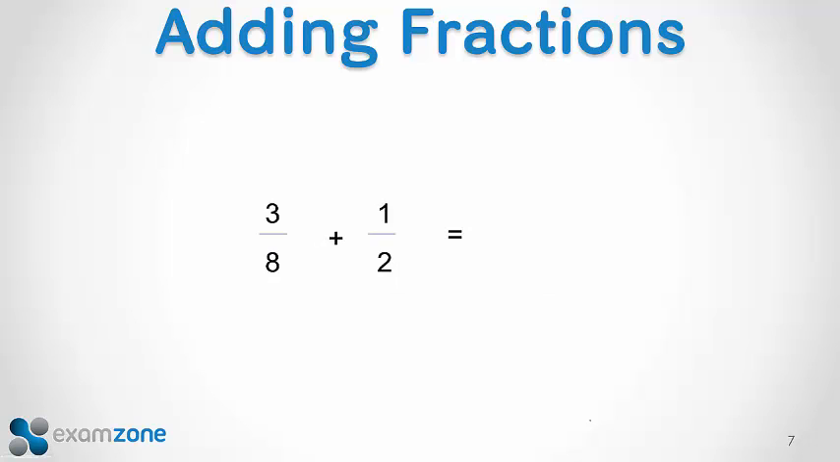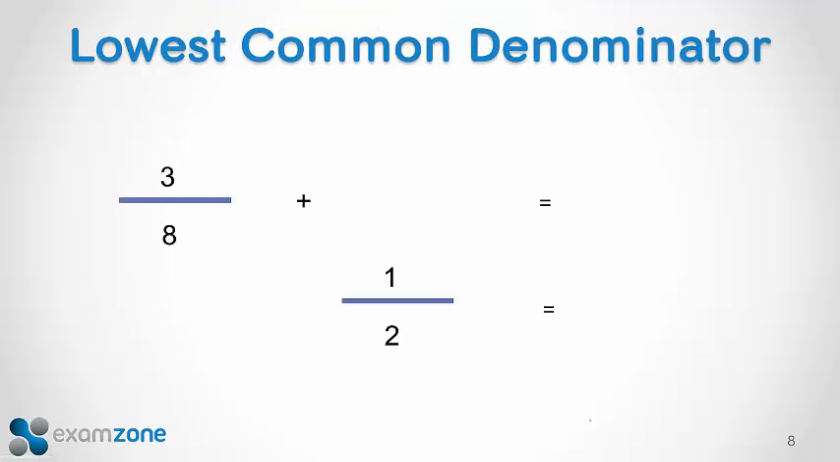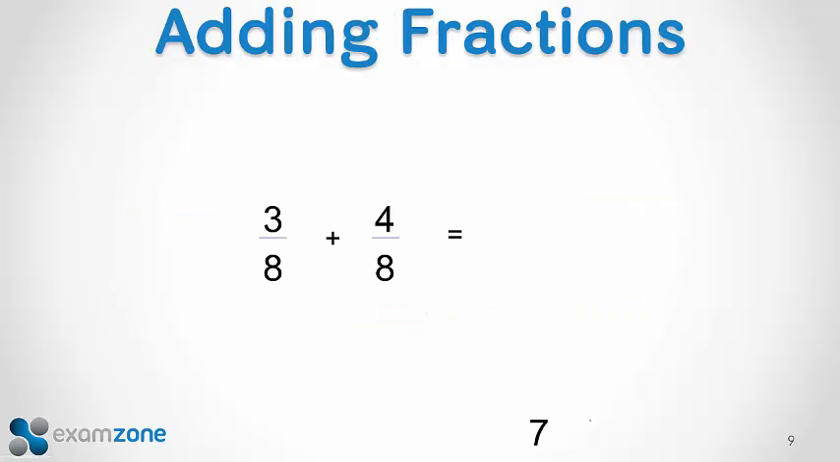Same idea with 3/8 plus 1/2. They're not in the same terms, so let's find the lowest common denominator. 8 would actually work for both 8 and 2. We just need to multiply both of these numbers by 4 then. And then we'll have 3/8 plus 4/8. 3 plus 4 is 7/8.